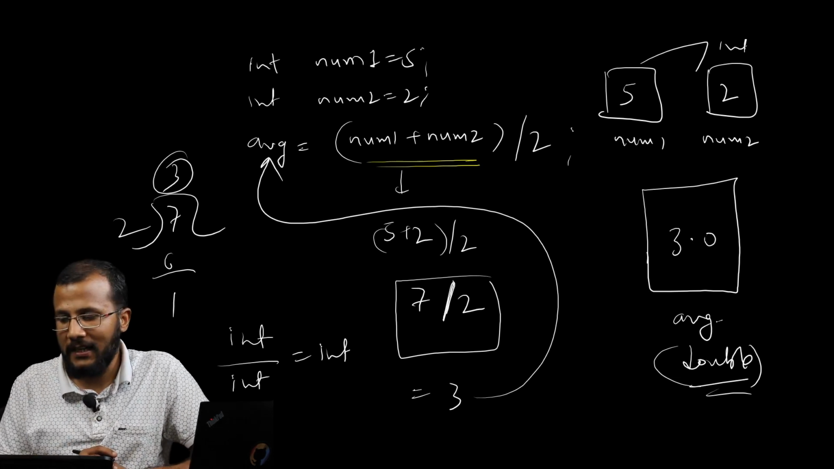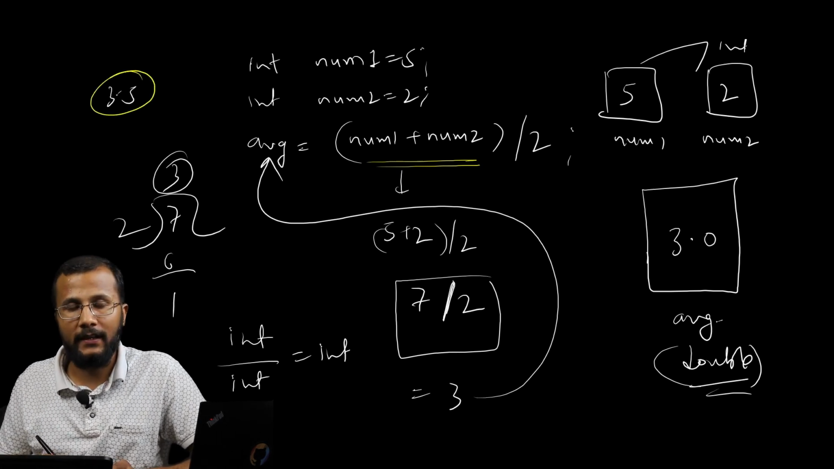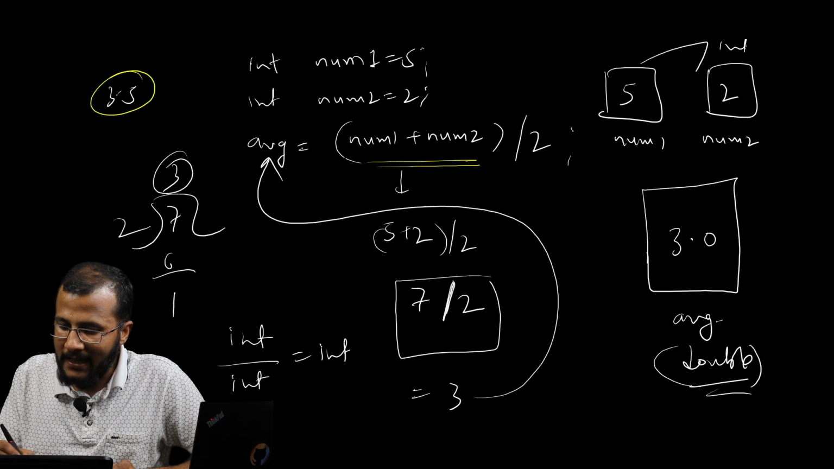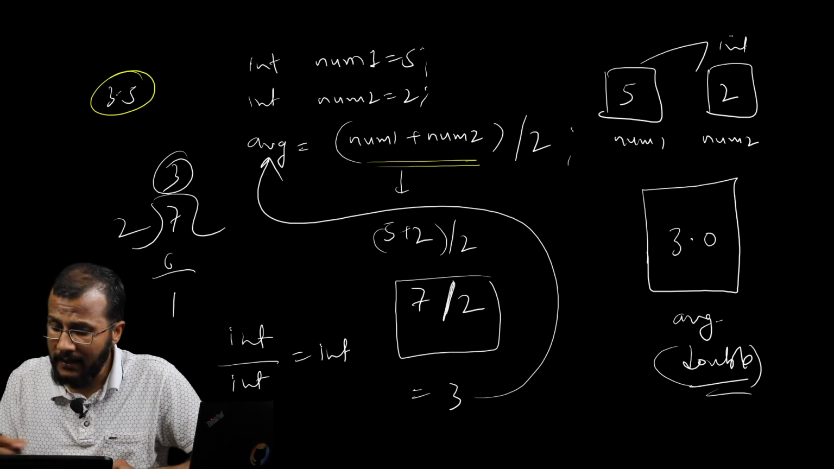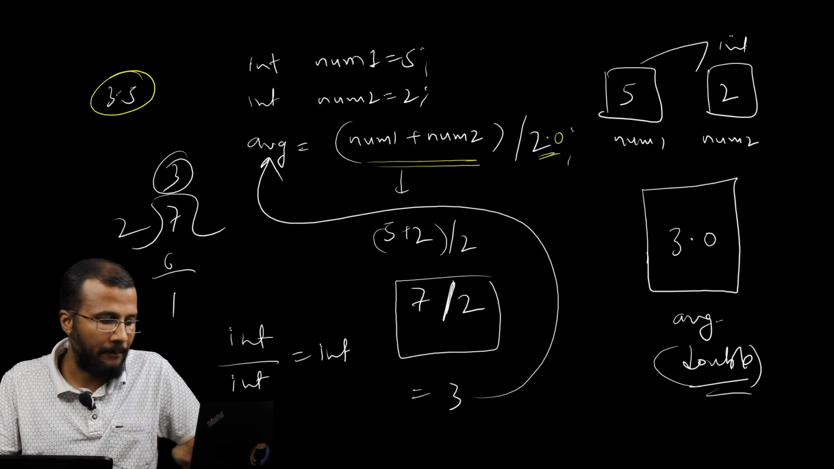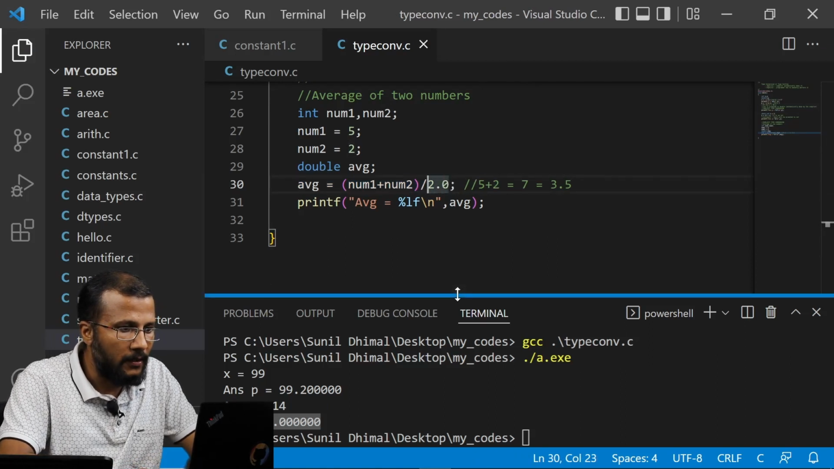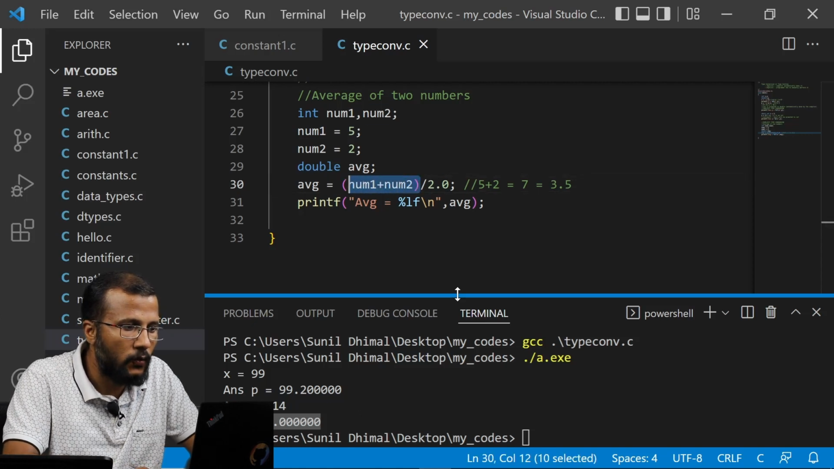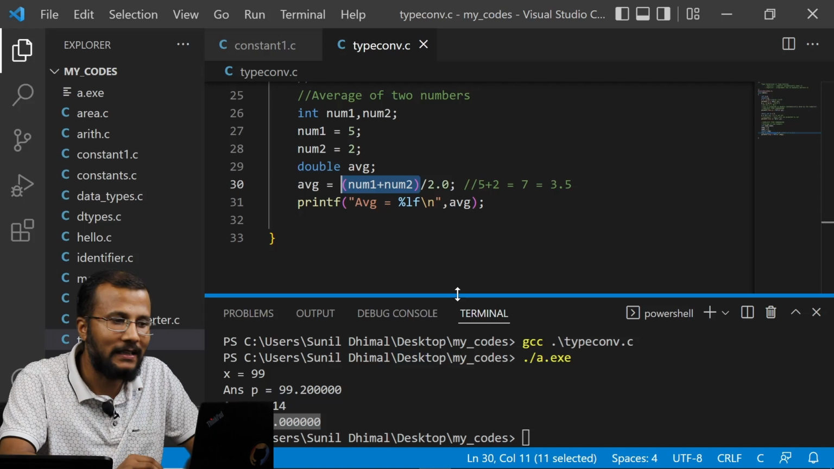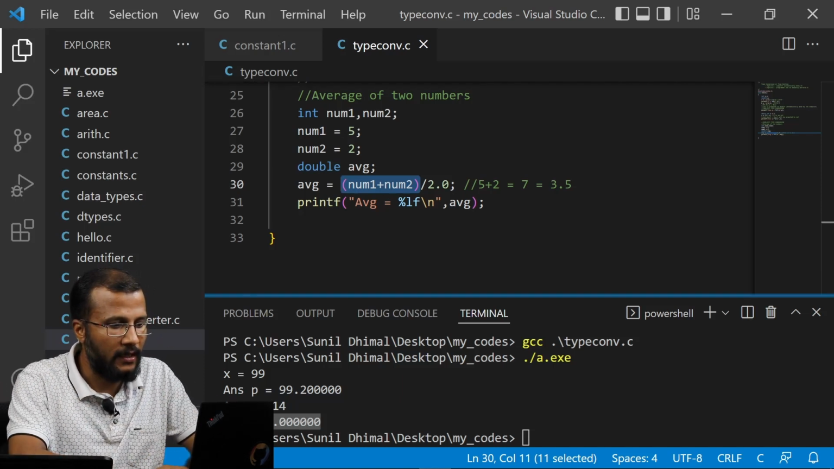Now, how do you make sure that you get the exact, correct answer, which is 3.5? In that case, you have to make either this one float or double, or this one. So what I do here is, let me change this to 2.0 and see how it behaves in the program. If I make this 2.0, it is treated as double. The integer is now automatically, implicitly promoted to double. So double divided by double, the answer is double. So I should get the correct answer here.